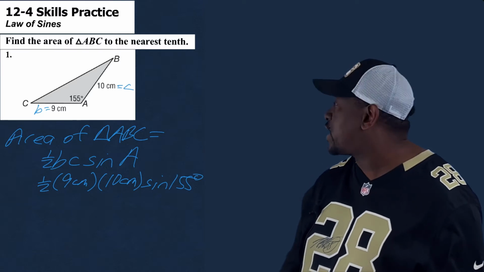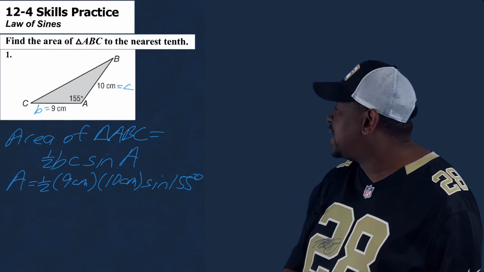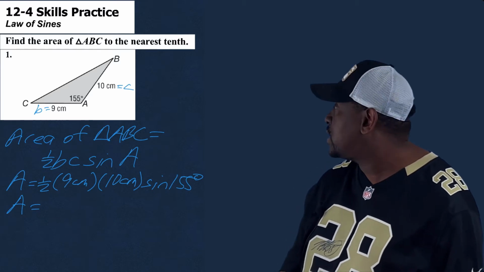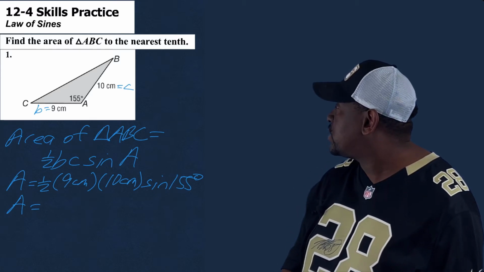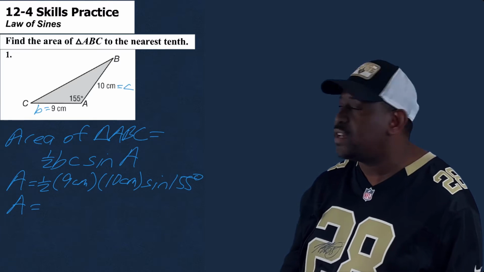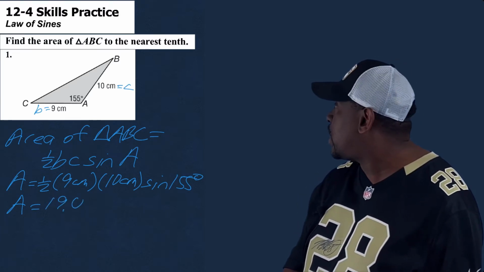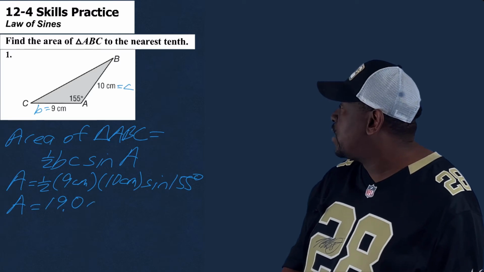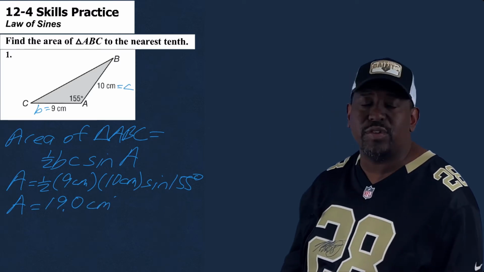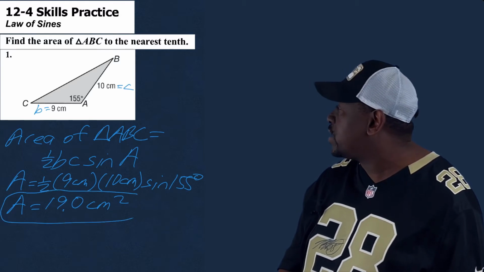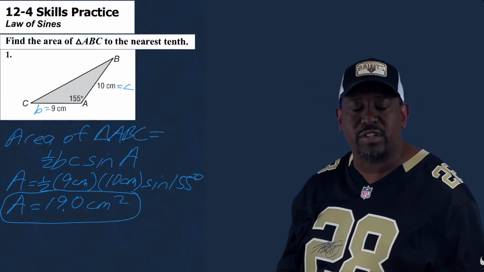So you want to get your calculator out, you plug that in, and that will give you the area of triangle ABC. You want to get the sine of 155 degrees first and then multiply by the other quantities. And we end up getting a value of 19.0 centimeters squared.